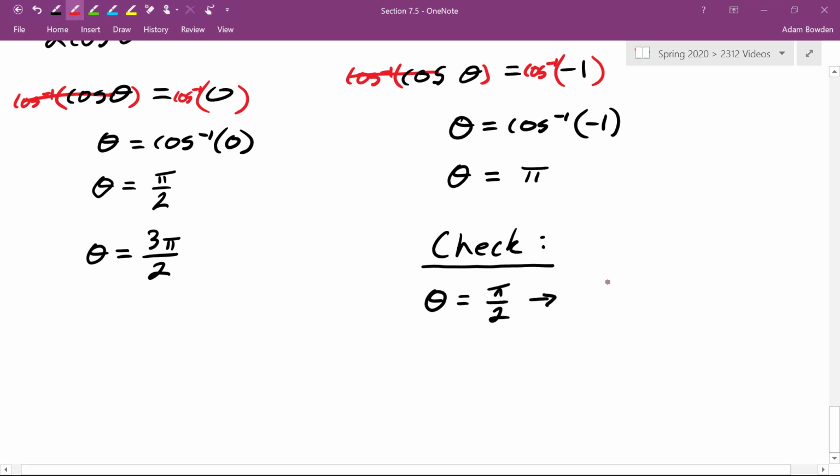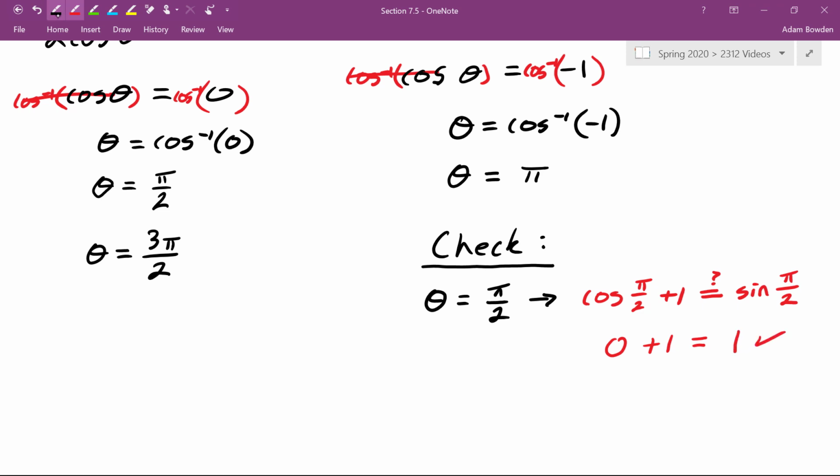If we plug that into the original equation, it would go cosine pi over 2 plus 1, and we're checking to see if that's equal to sine of pi over 2. Well, cosine of pi over 2 is 0 plus 1, and sine of pi over 2 is 1. So that does check out as a solution.